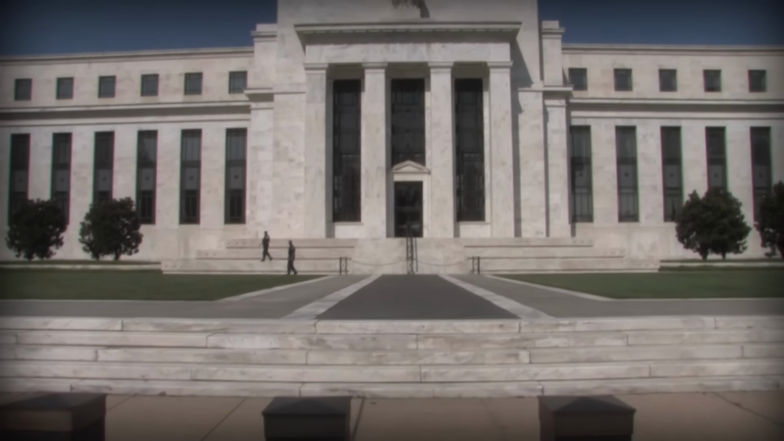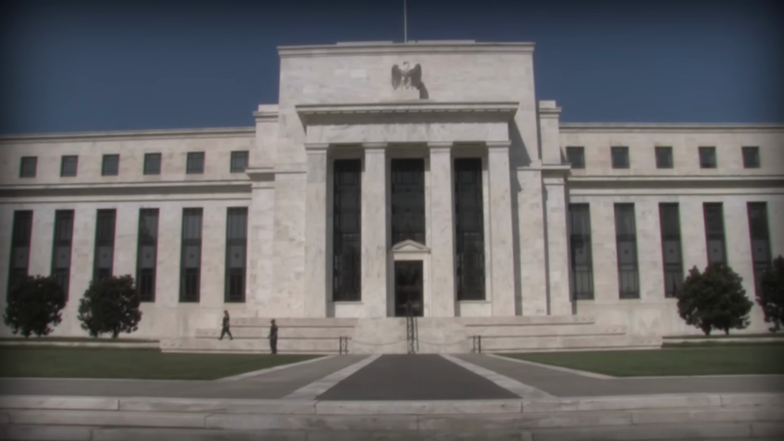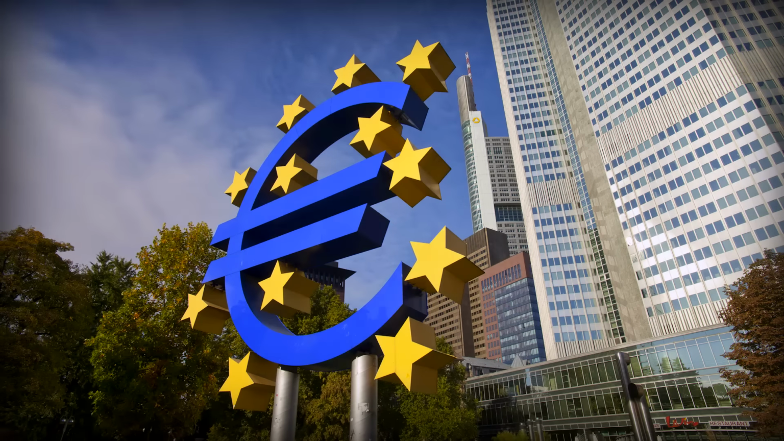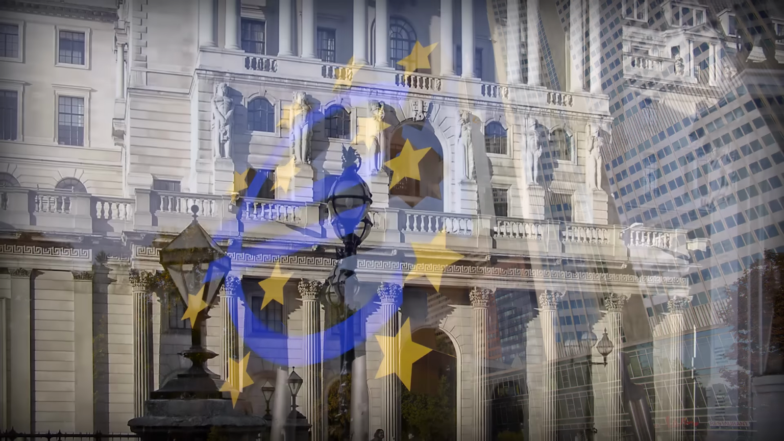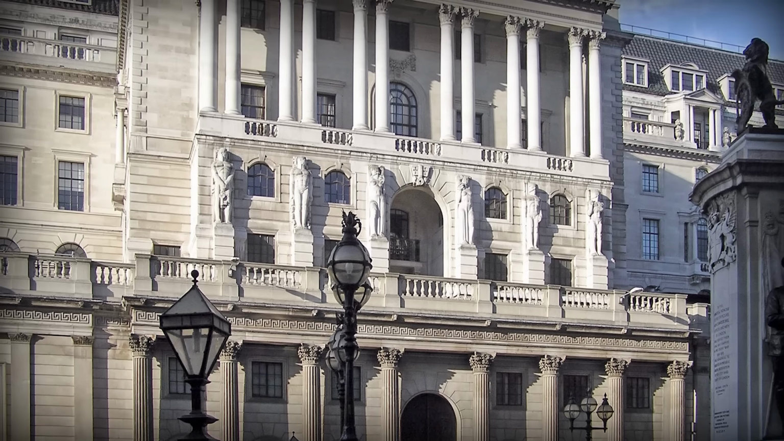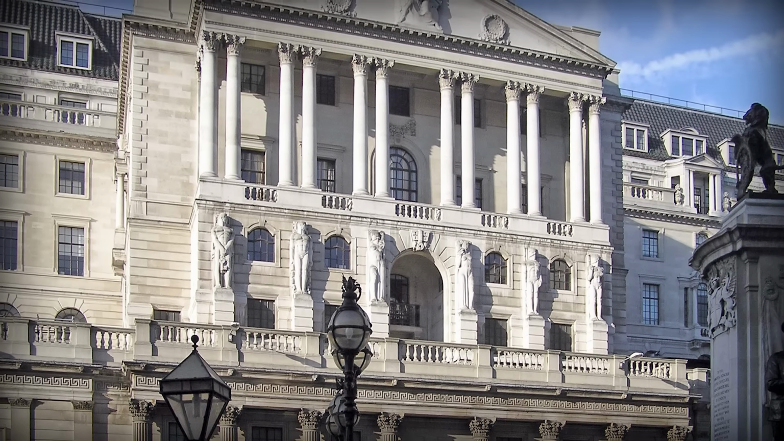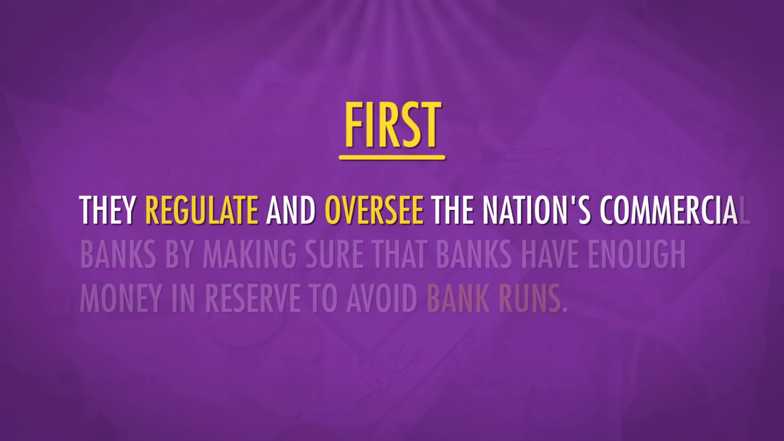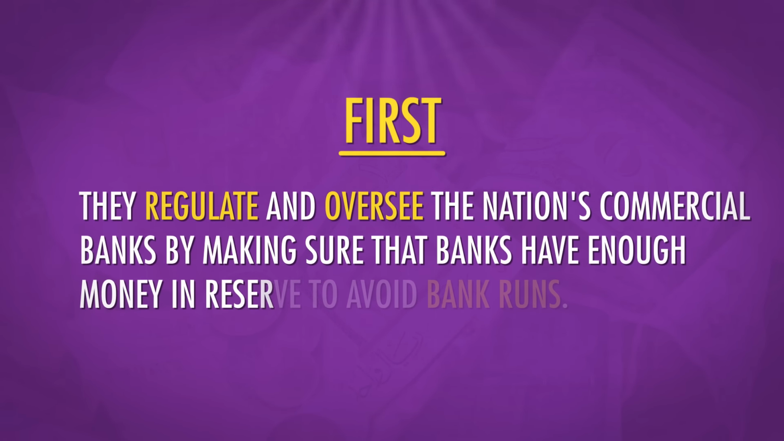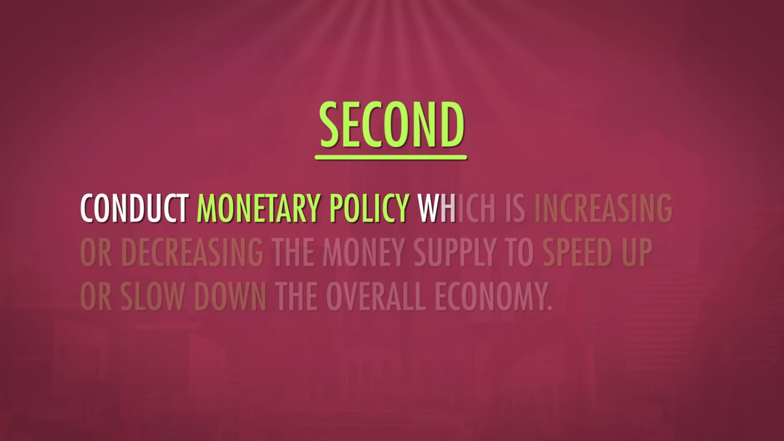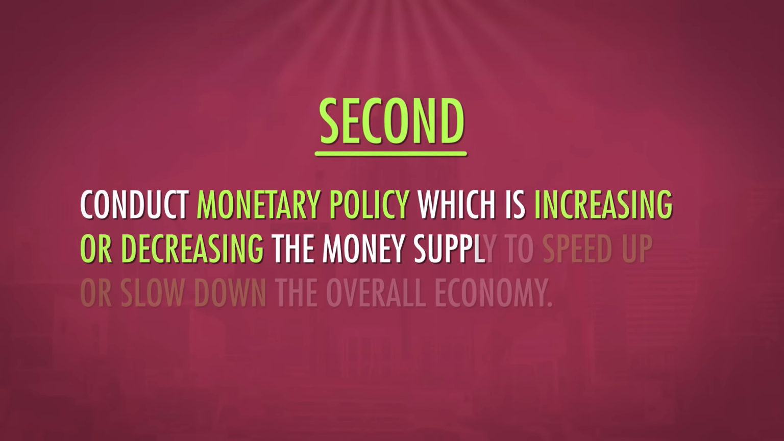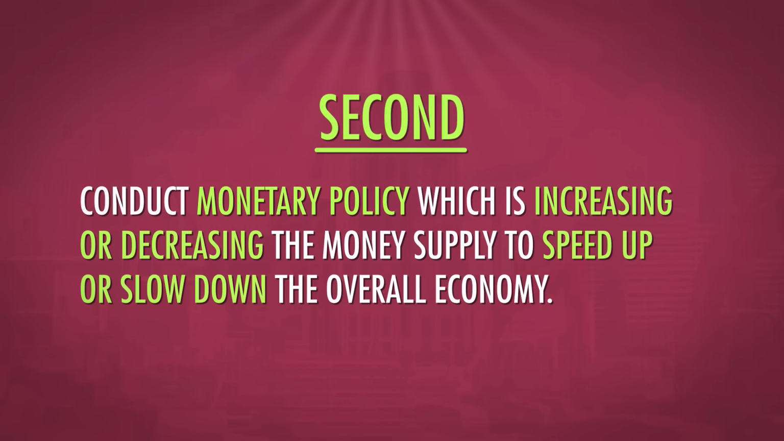The Federal Reserve is the central bank of the United States, and it's commonly called the Fed. Europe has the European Central Bank, or ECB, and other countries have institutions that play similar roles. Most central banks have two important jobs. First, they regulate and oversee the nation's commercial banks by making sure the banks have enough money in their reserve to avoid bank runs. Their second job, and the job we're going to focus on today, is to conduct monetary policy, which is increasing or decreasing the money supply to speed up or slow down the overall economy. Monetary policy is what makes the Fed and the Fed chair so influential.